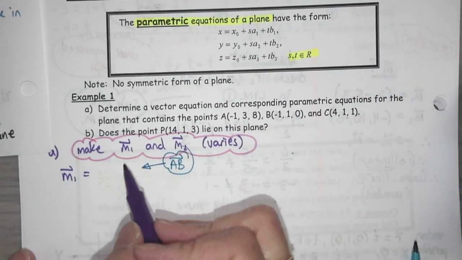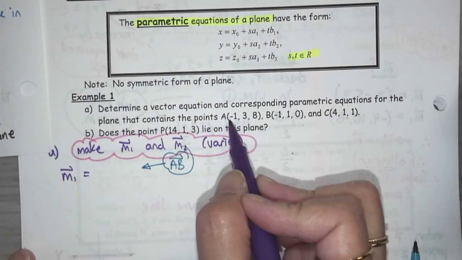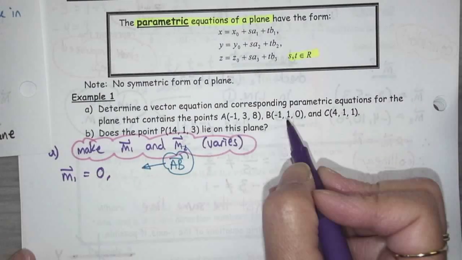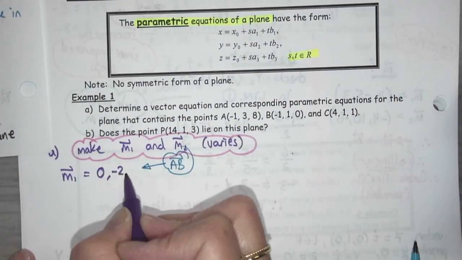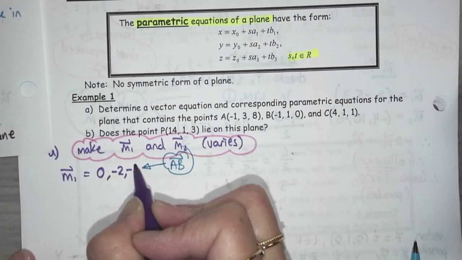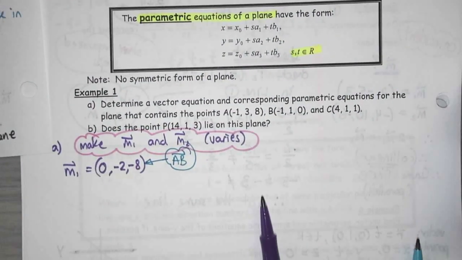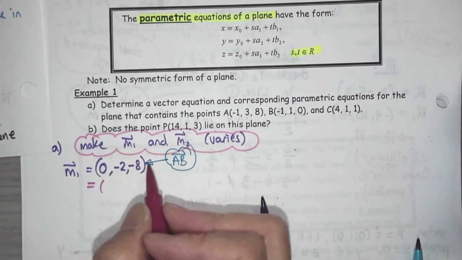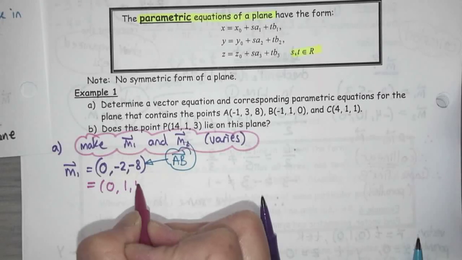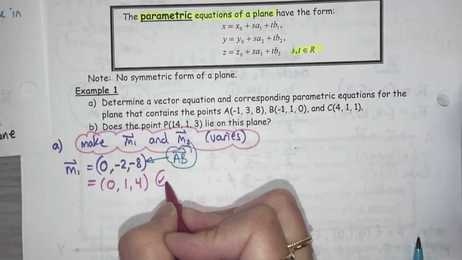So A to B would be -1 minus -1, so 0. 1 minus 3, so -2. And 0 minus 8, so -8. And again, we like to always reduce this, please. Why have it not reduced? So divide by -2, so 0, 1, 4. Okay, so we do want it reduced.